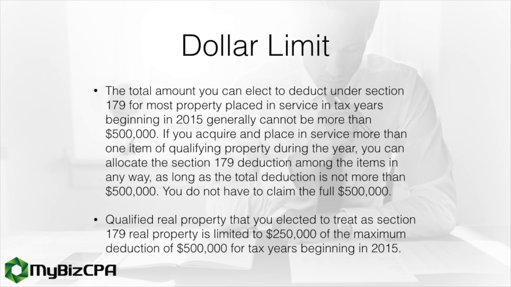The total amount of Section 179 you can elect in a given year is $500,000. You can allocate this limited amount across any number of qualifying assets you purchased in that year. Furthermore, you are not required to claim the full $500,000 amount. Qualified real property is limited to $250,000 of the maximum $500,000 deduction. These limitations are indexed to inflation and will grow throughout the years. As a matter of strategy, many taxpayers select assets with longer depreciable lives to elect Section 179.